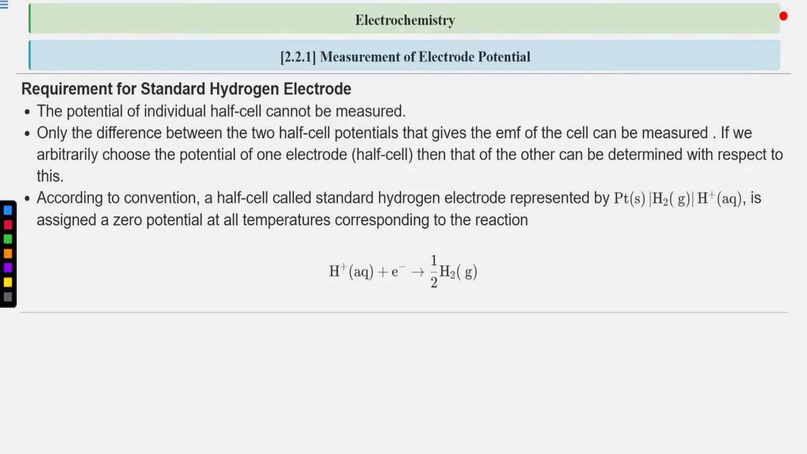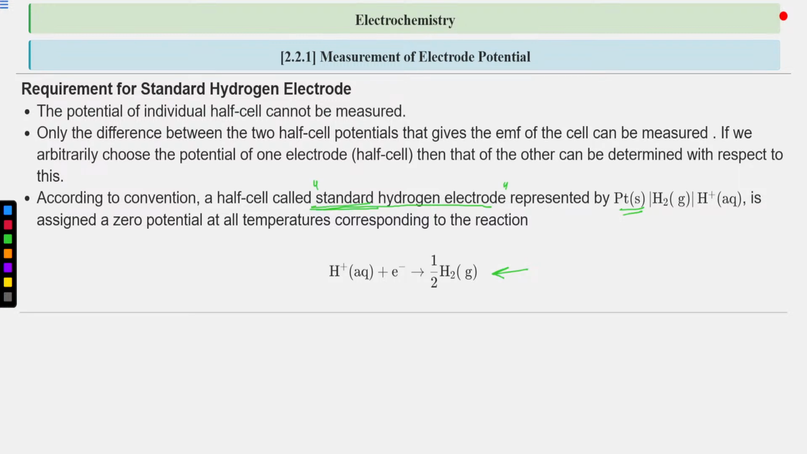H positive plus electron. This will give you half of H2 in the gaseous state. So this is the reaction happening for the standard hydrogen electrode half cell. Platinum here is the catalyst we use in this half cell.